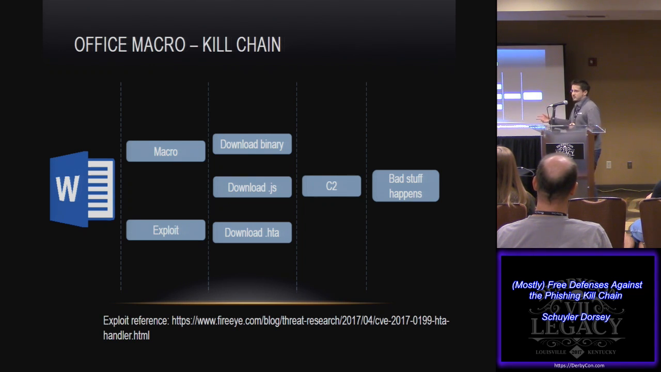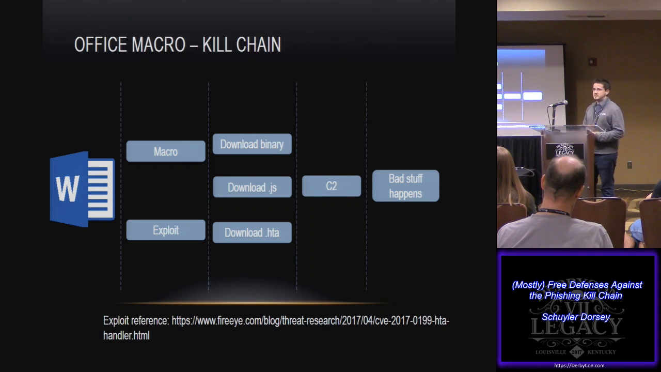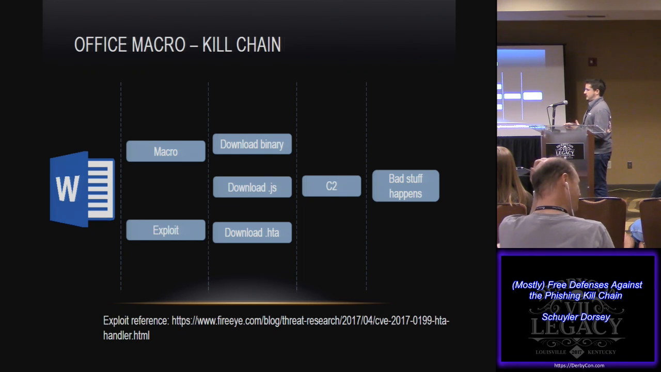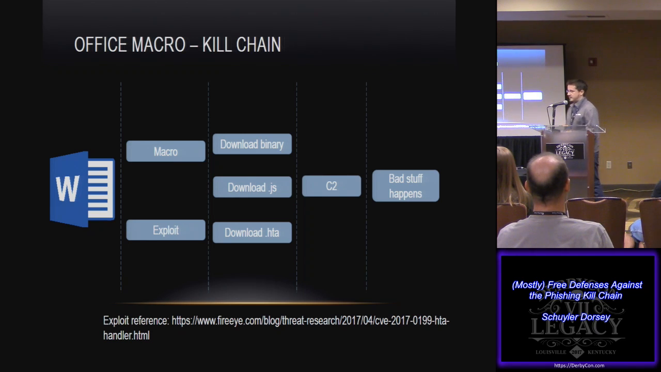So after you open the Word document, it's either going to have an embedded exploit in it or a macro. There's actually a Firelight link at the bottom from an attack in April that was using an exploit that was interesting. After the exploit or macro is run, it'll either download a binary or download and run a JavaScript file, download and run an HTA file, and then may even download additional files on top of that. Then the command and control starts, and that's when bad stuff happens.